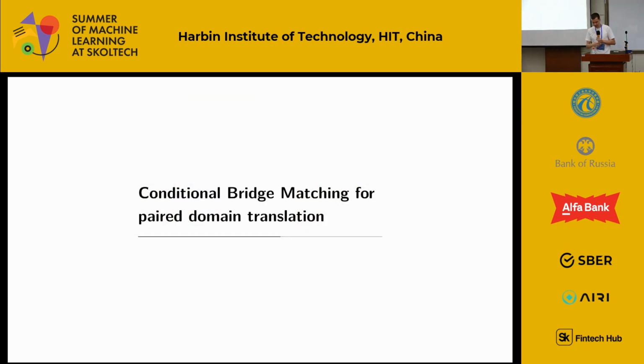Okay, let's now talk about conditional stuff. So basically, let's talk about this problem: when you train a bridge matching on some coupling, this coupling is basically altered and it changes, which may be problematic in some domain transfer problems, because you do not want your cat to transform into some dog, for example, right?